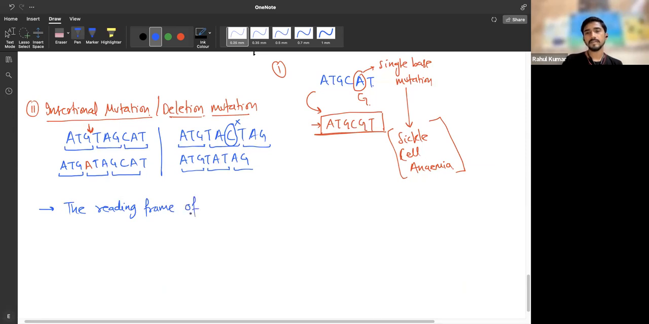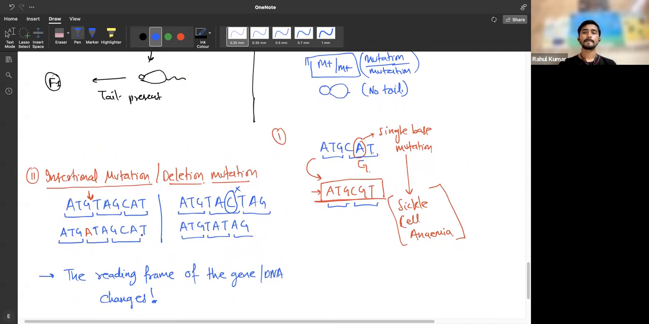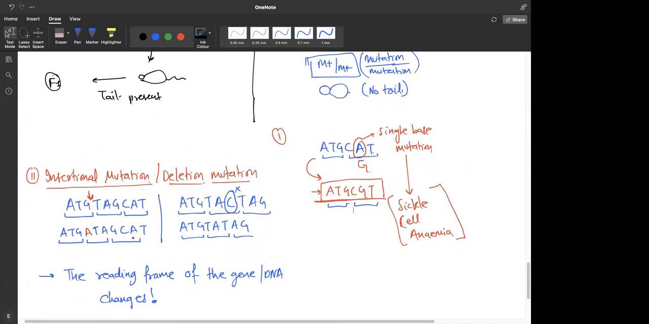This is not in NCERT, but can be asked. But this part is there, that insertional mutation, deletional mutation, and single base mutations are there. So the reading frame of the gene or of the DNA changes. Due to a single base mutation, it happens only at one base. So earlier it was ATG, CAT. It will still be ATG, but CGT, and everything remains the same. Is this clear? Making sense to you, everyone? Yes, sir. Very good.